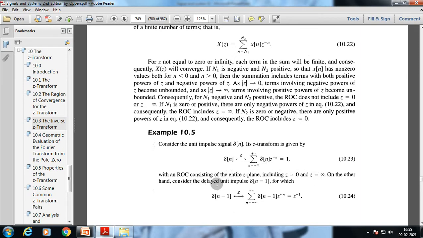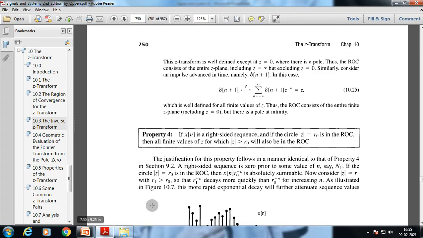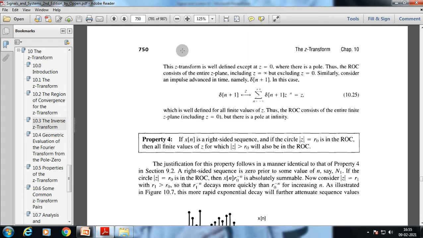On the other hand, consider the delayed unit impulse δ[n minus 1], which gives z to the minus 1. This z transform is well defined except at z equal to 0, where there is a pole. Thus the ROC consists of the entire z plane, including z equal to infinity, but excluding z equal to 0.